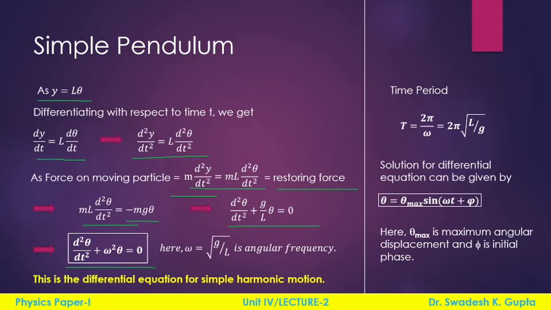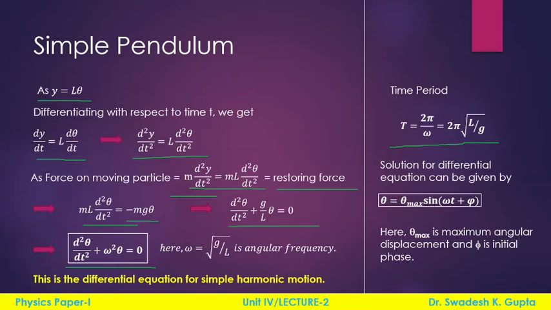Again, the time period T is equal to 2 pi by omega, which is equal to 2 pi times the square root of L by g. So the time period of a simple pendulum depends on the length of the string and the gravitational acceleration.